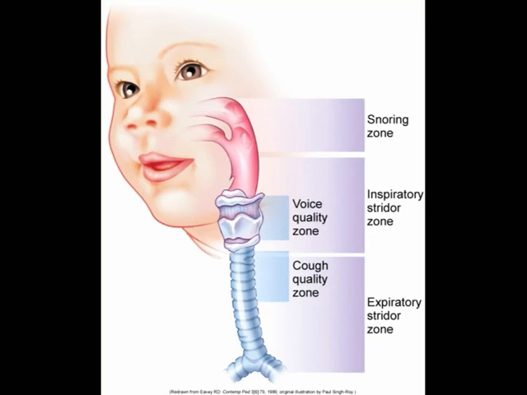This interesting picture here is illustrating what kind of sounds we're going to hear in different parts of the airway. When it's way up there in the nasopharynx, we're going to have snoring. When we move down into the voice area, into the larynx, now we're going to have an inspiratory stridor. We get down a little bit further into the trachea and the bronchi. Now we're going to hear an expiratory stridor, or maybe even wheezing.